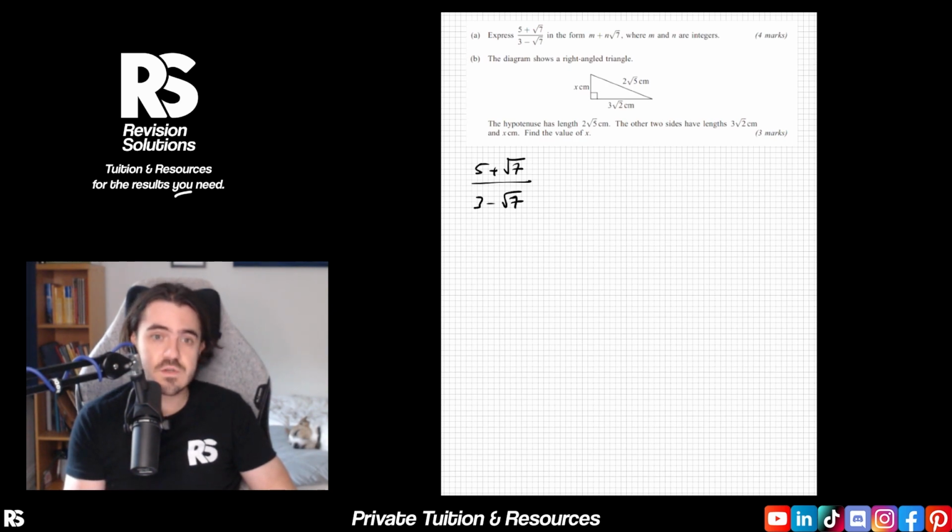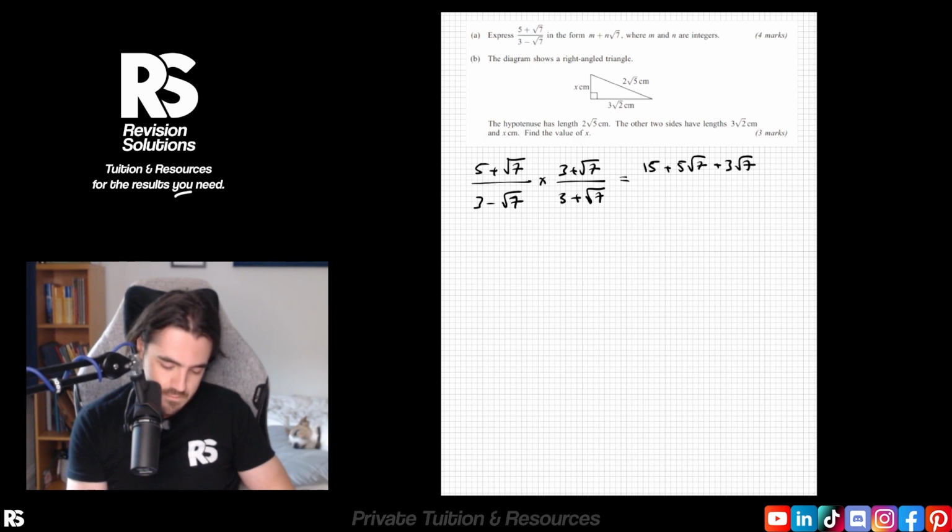And to rationalize the denominator, we need to change the sign of one of the terms in the denominator and multiply that through onto the numerator and denominator. So I'm going to change the sign of the root 7. So I'm going to multiply by 3 plus root 7 in the numerator and the denominator. And now we just have to complete the multiplication, making sure we actually do every multiplication. So 5 times 3 would be 15. Then we have 5 lots of root 7. Then we've got root 7 times 3, so 3 lots of root 7. And then we've got root 7 times root 7, which would just be 7.